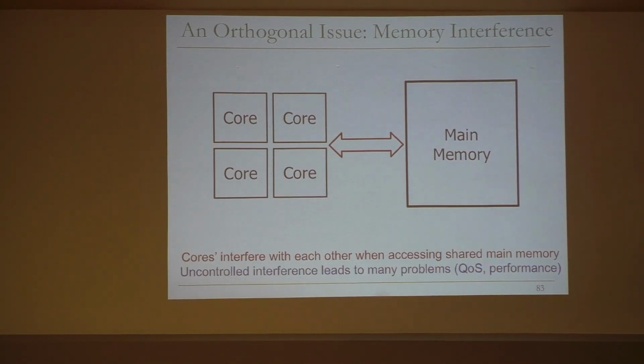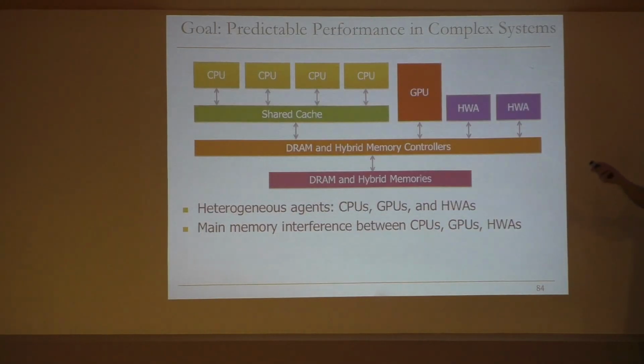I'm not going to go through this in a lot of detail in this course, but this is a fascinating and important problem also. Basically, if you don't control the interference between these different cores, you cause many problems: quality of service, performance, fairness, starvation. Then the key question is, how do you actually control the interference? And this problem is becoming more difficult. That's why I think this is also a very open research area on the hardware-software stack. Why is it becoming difficult?